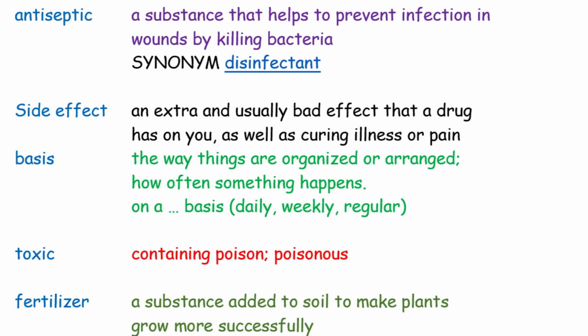Antiseptic. A substance that helps to prevent infection in wounds by killing bacteria. Synonym: disinfectant. Side effect. An extra and usually bad effect that a drug has on you, as well as curing illness or pain. Basis. The way things are organized or arranged, how often something happens. On a daily, weekly, regular basis. Toxic. Containing poison, poisonous. Fertilizer. A substance added to soil to make plants grow more successfully.